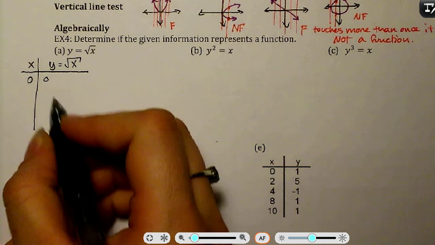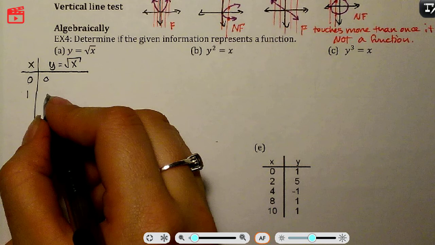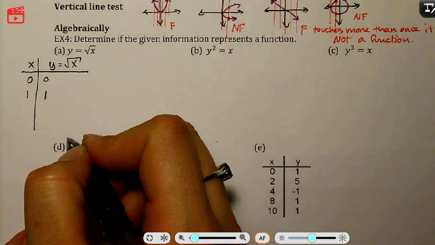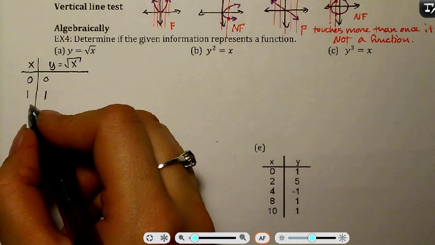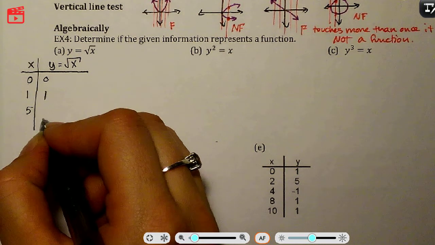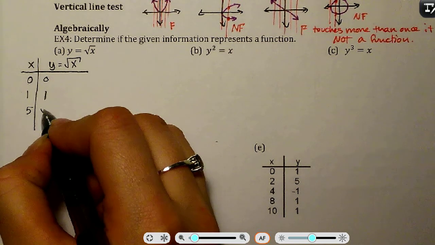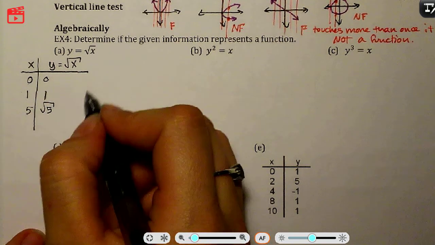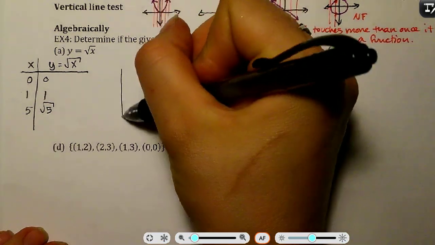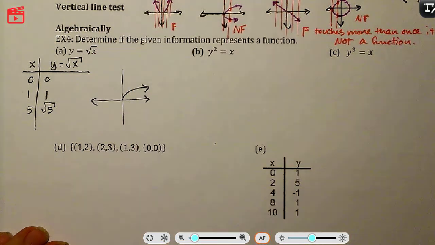Let's plug in another value. How about a positive? 1. Square root of 1 is also 1. Let's pick something else. How about 5? Do I only get one y value? Well, plugging in 5 for the square root of 5. Yep, just the square root of 5. So that was checking with the table. Another way you could check is you could just look at the graph. We know the generic version of this graph looks like that. Is that a function?